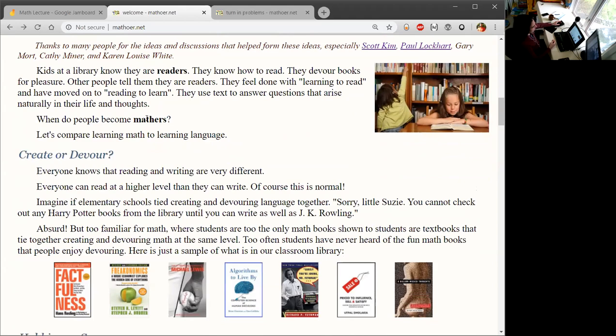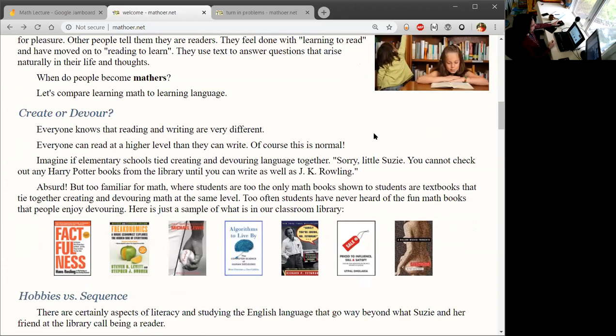So when do people become mathers? This is a made-up word. It's not a real word. I'm just making it up, but you can see that it's sort of like reader. There should be something there where people tell you, great job, you finished elementary and middle school, you are a mather. So let's figure out why no one has that word, why our language is missing it.